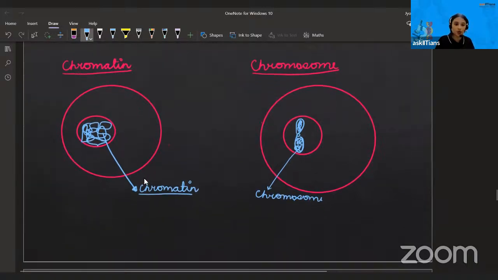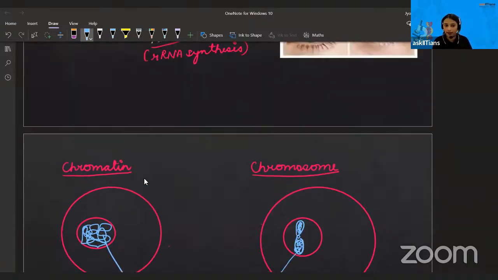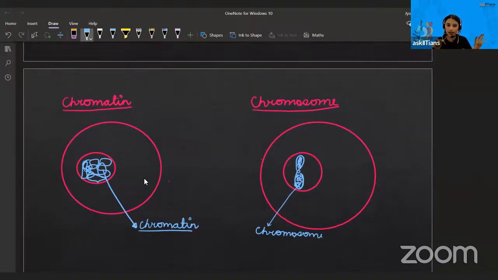When the cell does not divide, our genetic material is present in the form of an entangled mass of thread. This entangled mass of thread is known as chromatin. So this is the extended form. But when the cell enters its cell cycle, this chromatin gets condensed and forms a compact structure, that is your chromosome. It is highly coiled and compact. So this is the difference between the two. And you will observe this chromosome only during the time of cell division.